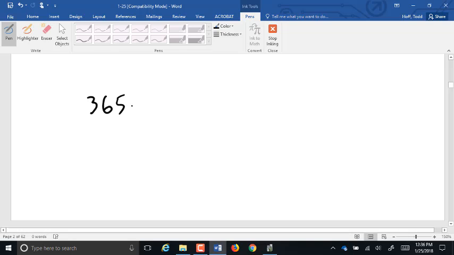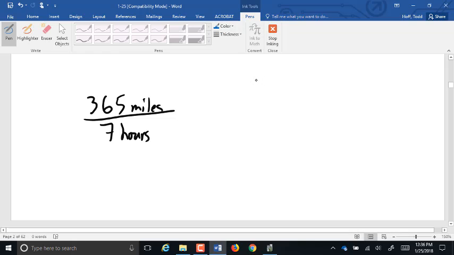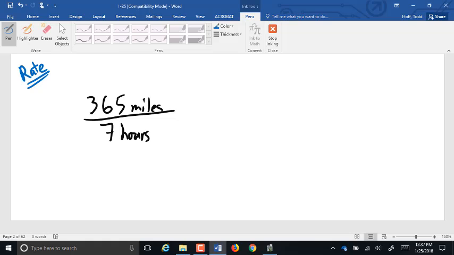Jasper goes 365 miles, and it takes him 7 hours. There is no way I can convert miles into hours here, or hours into miles. There's no way I can give them the same unit or same label. So this is not a ratio. It is what is called a rate. That is the first difference between a rate and a ratio: a rate compares two numbers with different labels or different units, and a ratio compares two numbers with the same units.